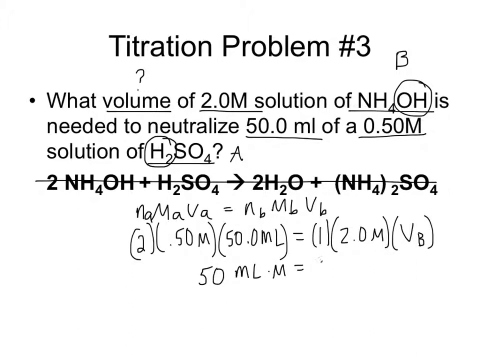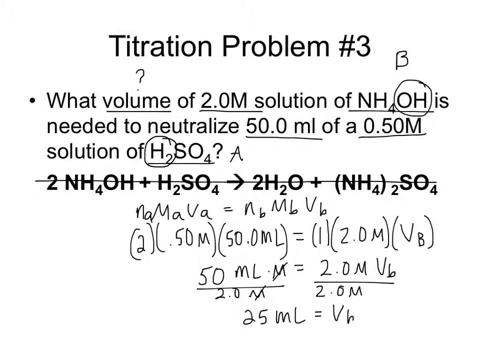And then we have 2 VB. We want to get volume by itself, so we're going to divide both sides by 2 molar, and that will give us 25 milliliters as the volume of the base. So it's going to take 25 milliliters of 2 molar ammonium hydroxide to neutralize 50 milliliters of 0.50 molar sulfuric acid.